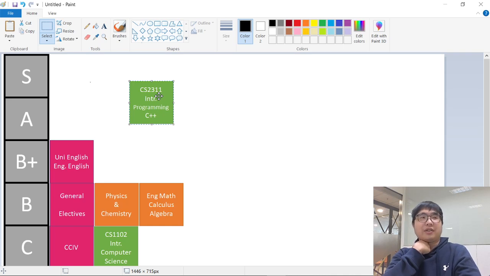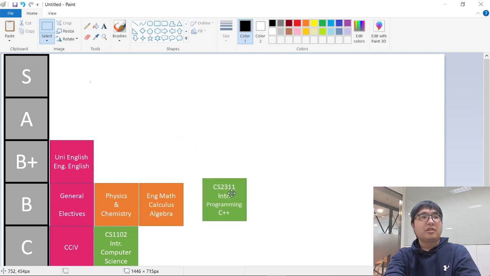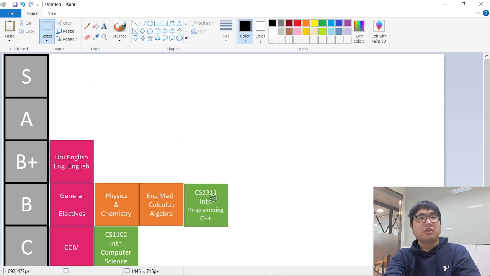They do have some LeetCode-like coding problems for you to solve. So I would say it's pretty okay. Yeah, it's a course that I would recommend, even for people who are not engineering students, to take to learn about programming. So I'll put them in B. It's a pretty good course, I think, for people.